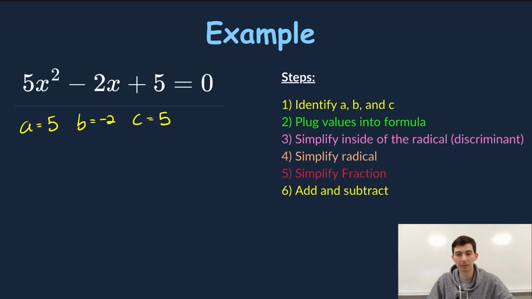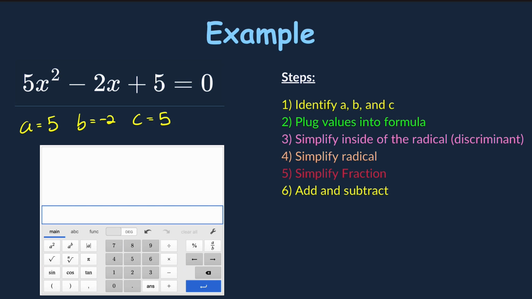So let's do my steps 2 and 3 together again. So in Desmos, I'm going to say that A is equal to 5. I'm going to say B is equal to negative 2, and C is equal to positive 5. My discriminant is found by doing B squared minus 4AC, and it's negative 96 here.